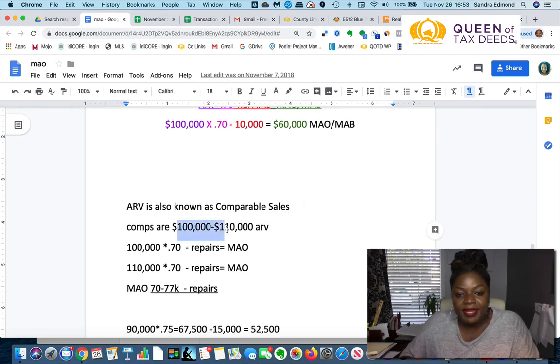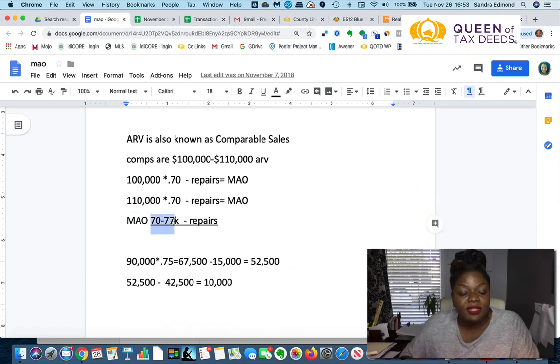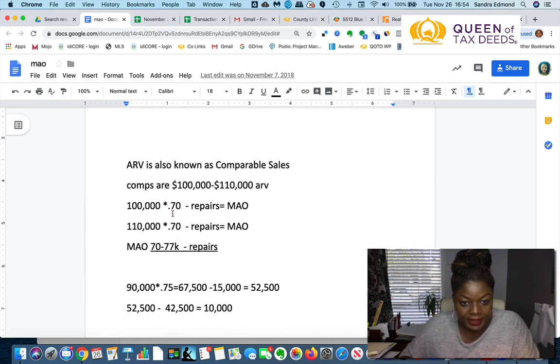I like to use a range. Let's say the house was between 100 and 110,000 in value. Then I would do the 70% number of both. Remember, we take out the repairs. I did not take out the repairs in my first figure, so this should be 60K.